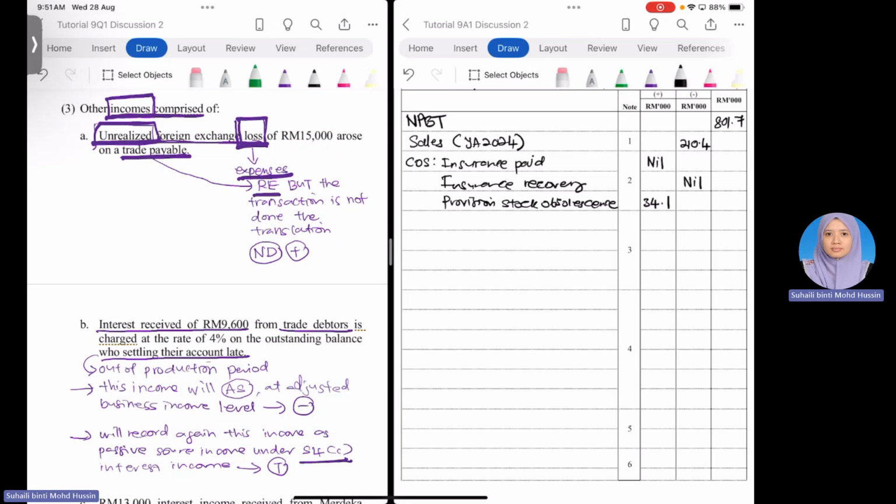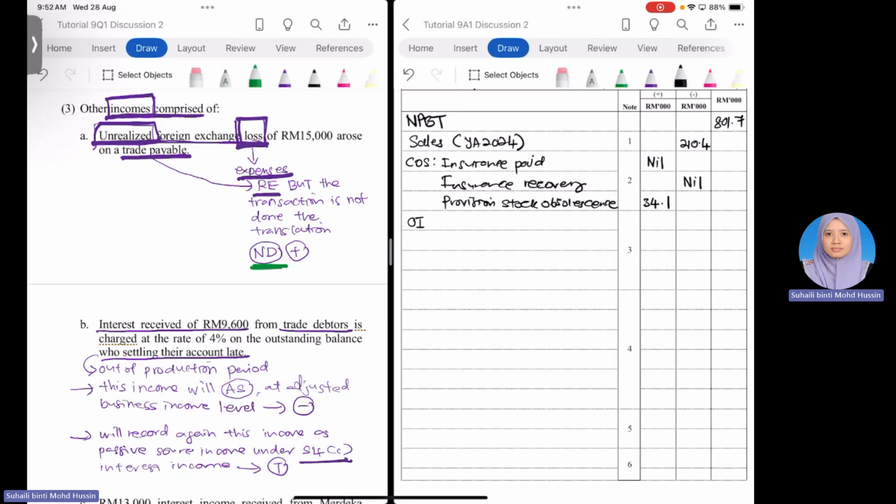But in the SOCI, you already deducted the amount. When you record in SOCI, we assume that you already deducted the amount. But in the taxation, we have to check the detail. It's mentioned unrealized foreign exchange loss. So this is revenue expenditure, but the amount is not yet recognized, not yet finished in the transaction. So in taxation, it is still not allowed for deduction, and we have to add it back.